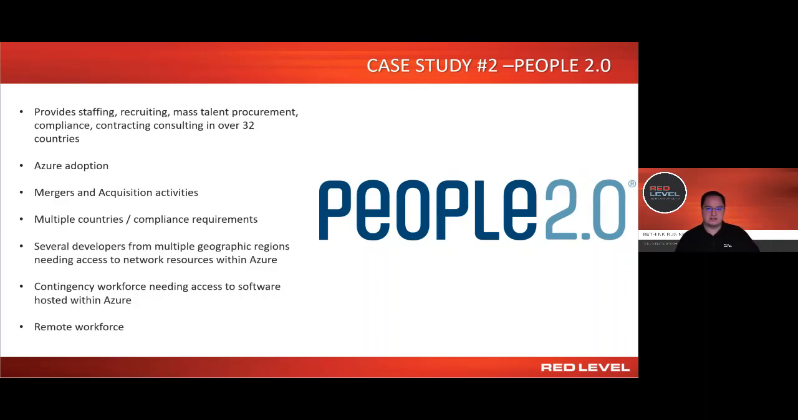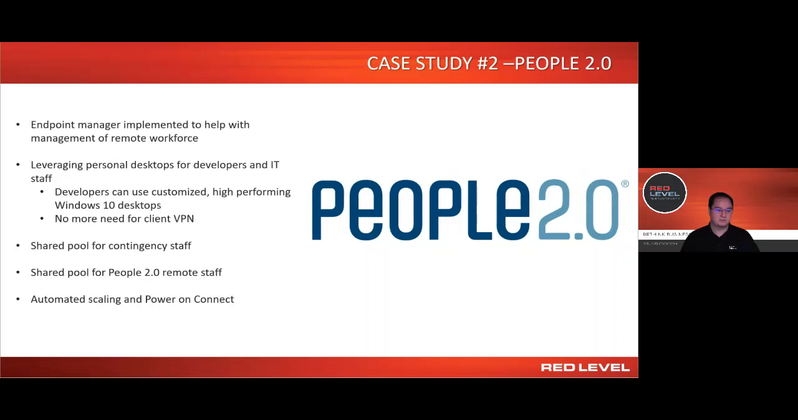The other case study that we'll be talking about through this presentation is People 2.0. People 2.0 is a staffing, recruiting, talent procurement company. They do some consulting on staffing, and they have a presence in 32 countries. They had already adopted Azure for their servers and their software development, but they did have more of a remote workforce. And because they span so many countries and do mergers and acquisitions and divestitures, they needed a solution that they could quickly spin up, get people in, scale up and down as needed, and deal with some of those compliance requirements.